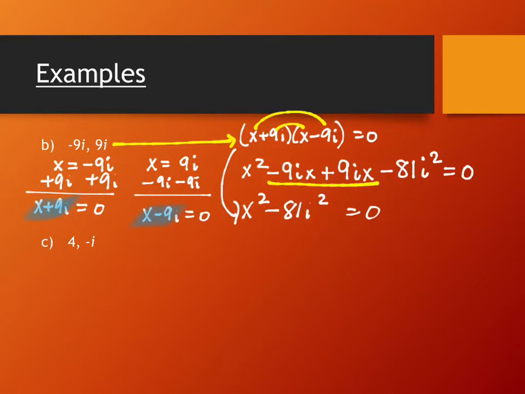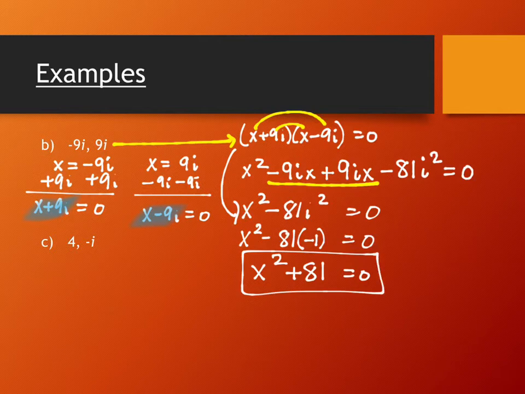What is i squared? It is -1. So this i squared here needs to be written as -1. And when I have a negative times a negative, this ends up giving me a positive 81 at the end. So this is my polynomial function.